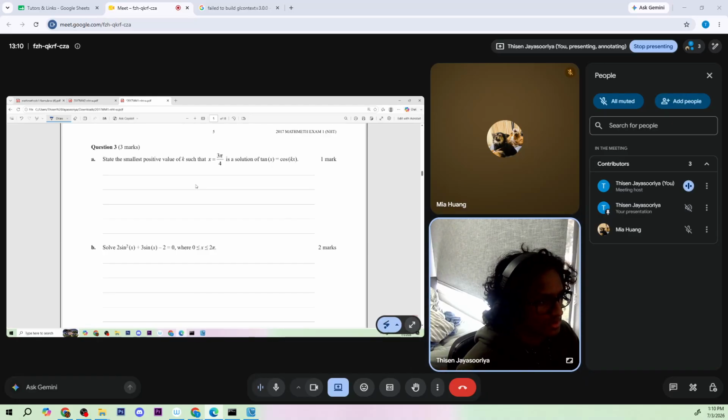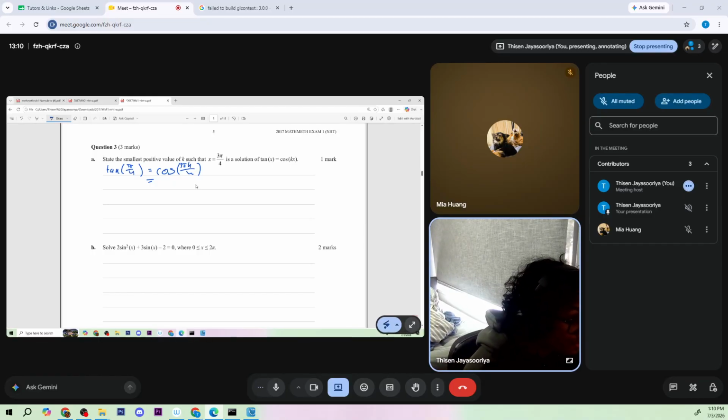So here we want to find out the smallest value of k for which x equals 3 pi over 4 is a solution for this. So here that means tan of 3 pi over 4 is equal to cos of 3 pi k over 4, right? Tan of 3 pi over 4 is just going to be negative 1, so cos of 3 pi k over 4 is negative 1. So here we're just letting cos equal 3 pi k over 4, right? Here that means that 3 pi k over 4 is equal to, here it could be 3 pi over 2, right? Because here we're looking down here.